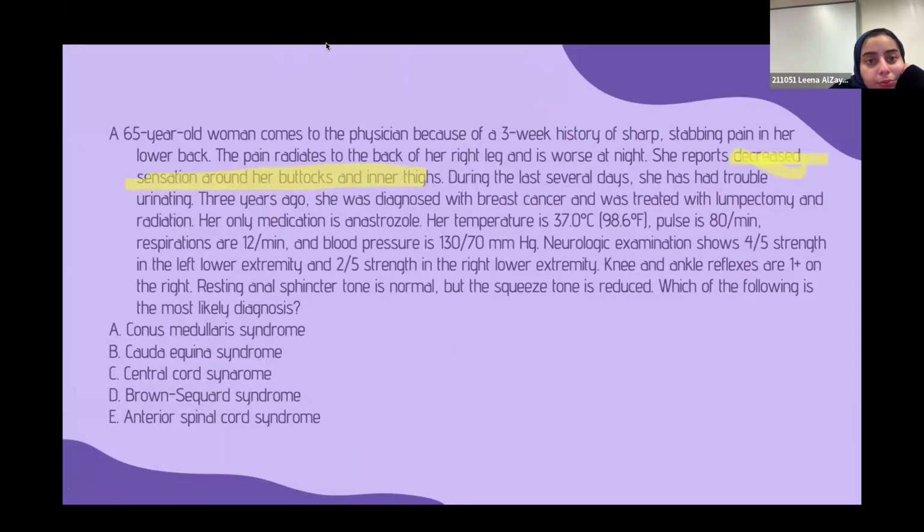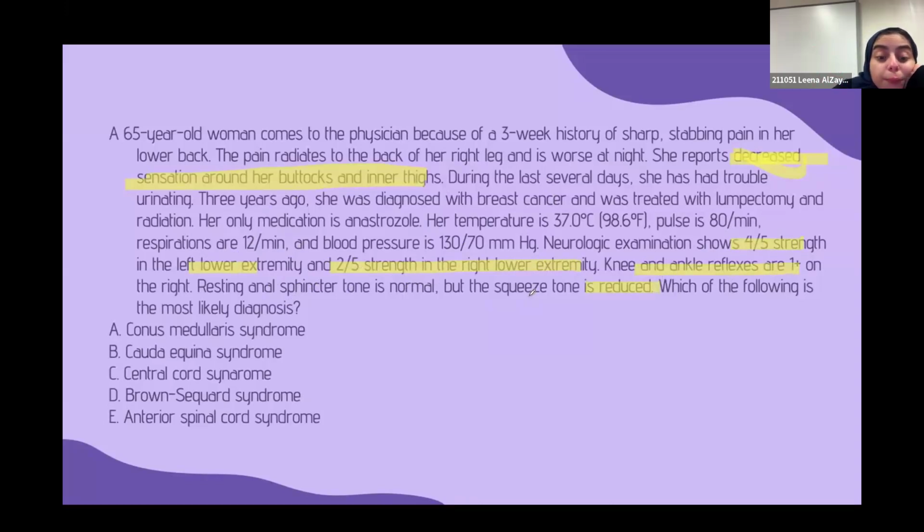Any guesses? Sacral. Exactly. Sacral is involved. She has 4 out of 5 strength in her lower extremities and then 2 out of 5 strength. There's not really a consistency. Ankle reflex is +1, so it's kind of low. And the sphincter is normal, but it's also reduced.